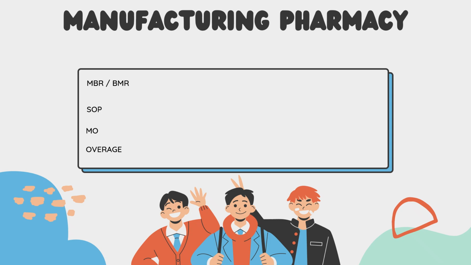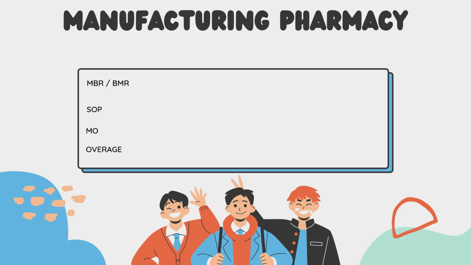Next, SOP or Standard Operating Procedure. Yes, we mentioned this earlier. But here's what you need to remember. An SOP is a controlled document that provides clear step-by-step instructions for routine activities, like cleaning, sampling, weighing. It must be followed exactly, and if there's any change, it has to go through formal revision and approval.